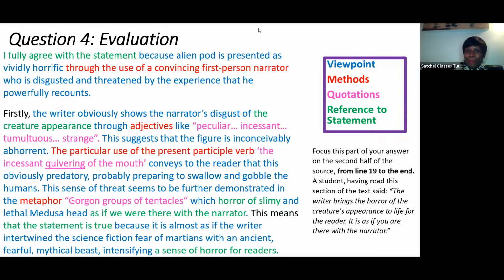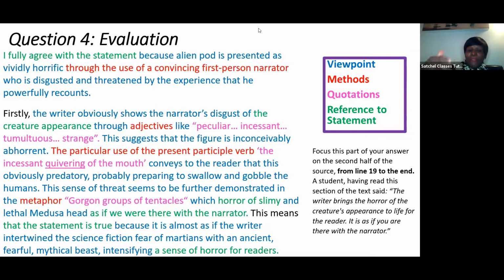I fully agree with the statement because the alien pod is represented as vividly horrific because of the use of a convincing first-person narrator who is disgusted and threatened by the experience that he powerfully recounts. Firstly, the writer obviously shows the narrator's disgust of the creature's appearance through adjectives like peculiar, incessant, tumultuous, and strange. This suggests that the figure is inconceivably abhorrent. The particular use of the present participle verb, the incessant quivering of the mouth, conveys to the reader that this is obviously predatory, probably preparing to gobble and swallow the humans.